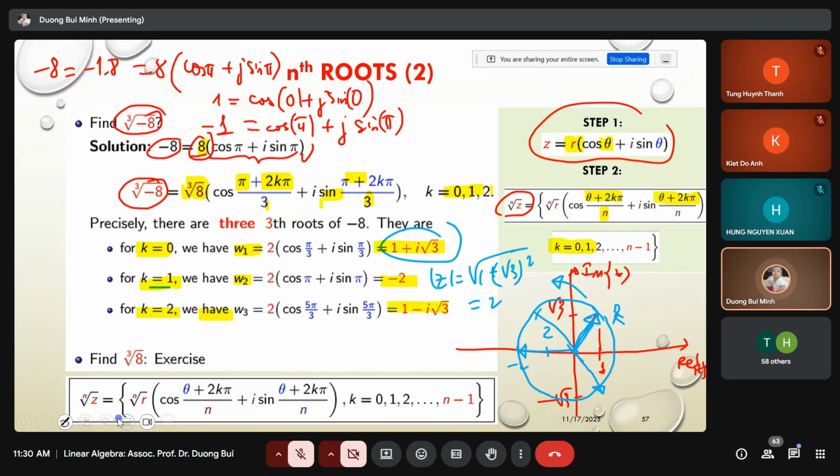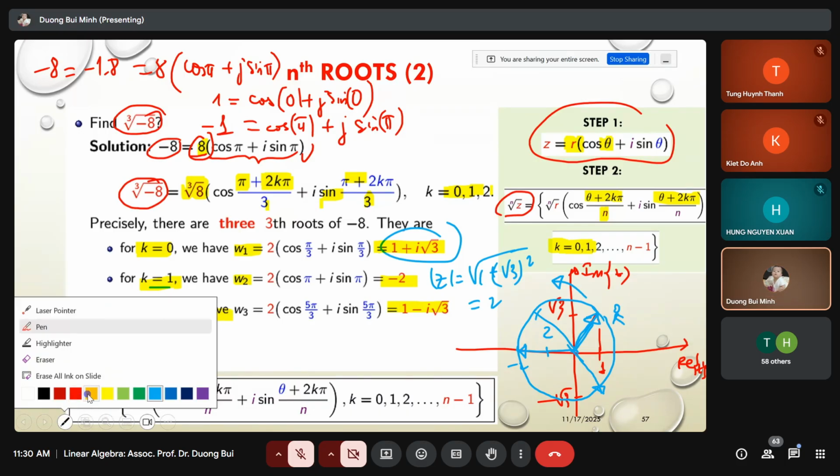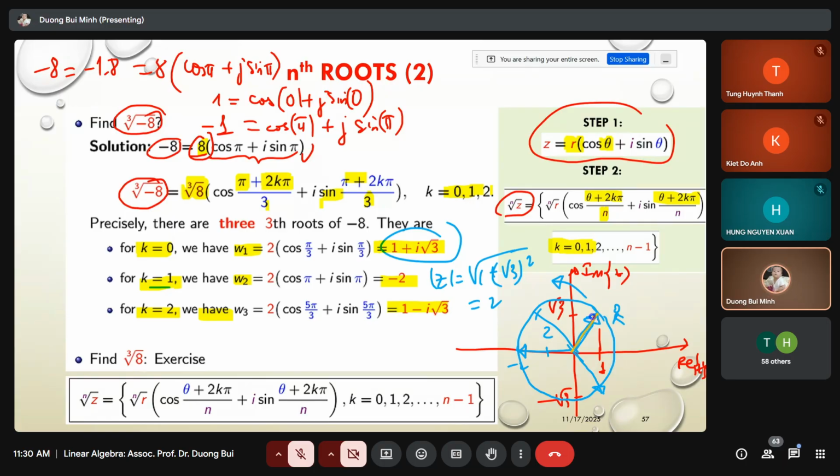So if k is 0, you stay here, right? And if you rotate, the next one will be here. And continuing to rotate, the next one will be here, and then repeat. So this one is k is 0, this one is k is 1, this one is k is 2, and then repeat. So in one circle, you get 3 points, and in the next circle, the same three points.